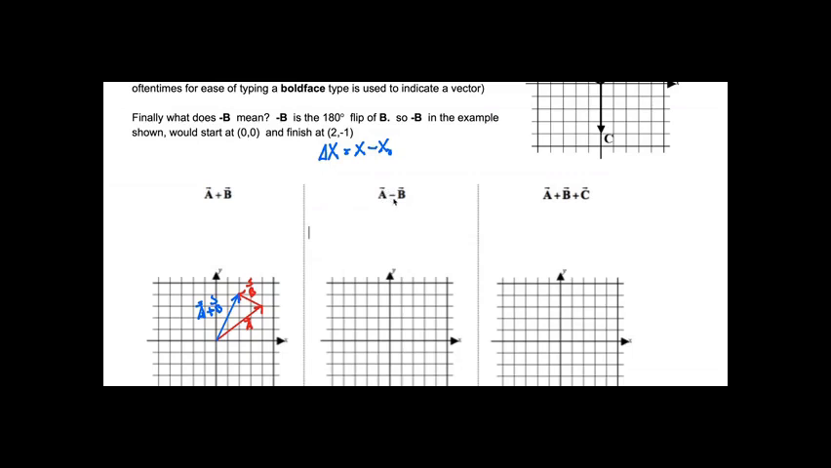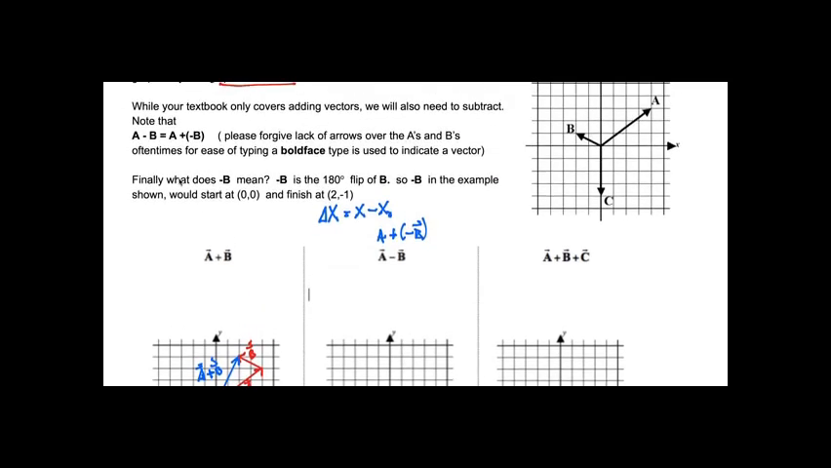Subtracting vectors is the same as adding these two vectors, except instead of A minus B, you're going to do A plus the negative of B. And what is the negative of this B vector? It's just the 180-degree flip of B. So that is what the negative B vector means. So we're going to do the same thing here, tip-to-tail addition, with A minus B.